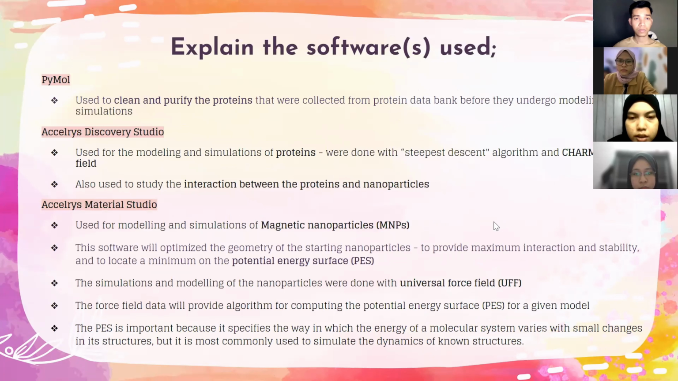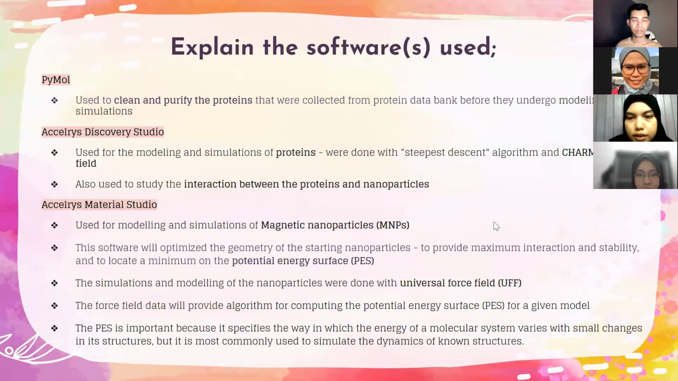In conducting the molecular dynamic simulations, there are a few software that we use. The first one is PyMOL. It is used to clean and purify the proteins that were collected from the Protein Data Bank before they undergo modeling and simulation in BIOVIA Discovery Studio software.